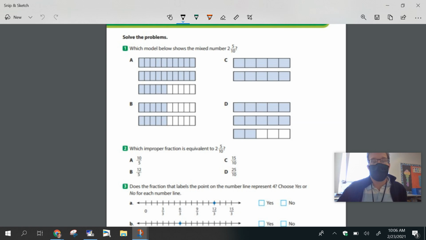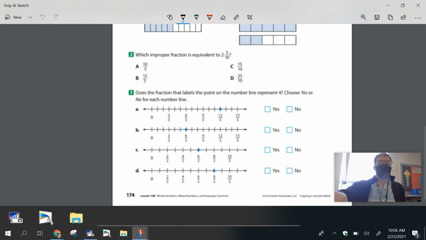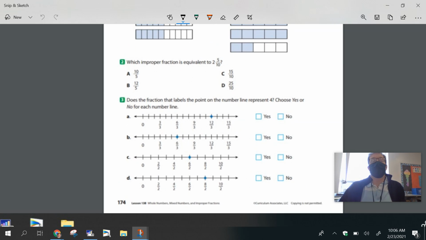Cruz says A. Who agrees with Cruz? Oh, you're right, I did. 174, Emmy. Okay, number 2. Which improper fraction is equivalent to 2 and 5/10?